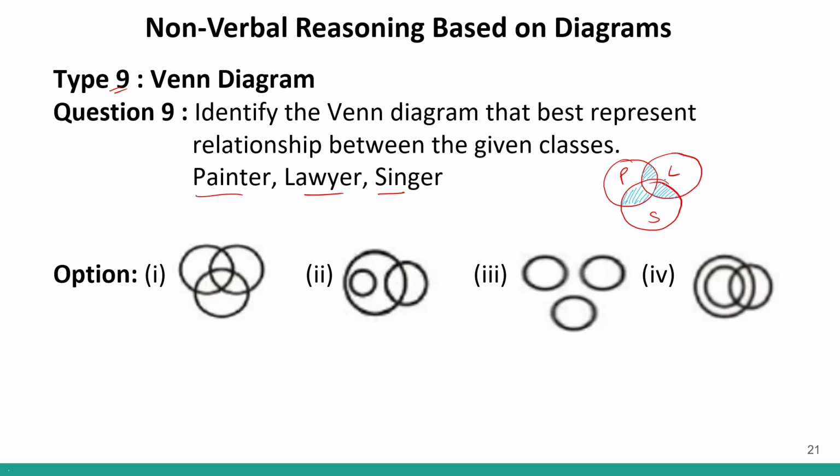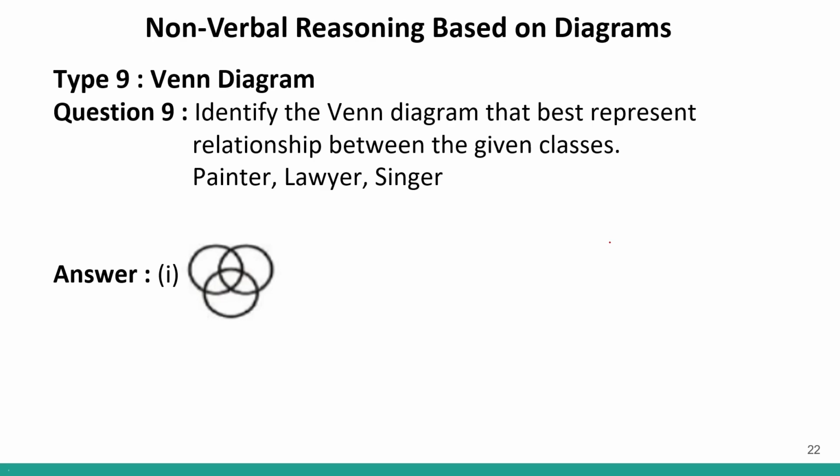Similarly, there will be some people who are very talented and can paint, sing and be a lawyer, which is represented by this portion. So these are three professions that can overlap with each other. So our answer will be option number 1, this diagram. So this diagram truly represents the relationship between a painter, a lawyer and a singer. So this will be the correct answer. So in this lecture today, we discussed that there are 9 types of questions that can be formed using non-verbal reasoning, and we discussed each type with the help of a question.